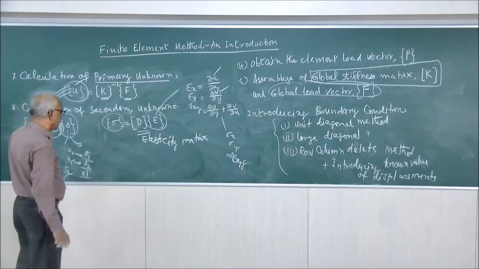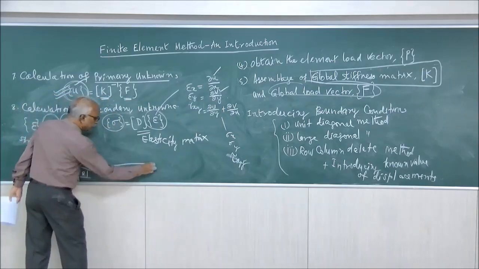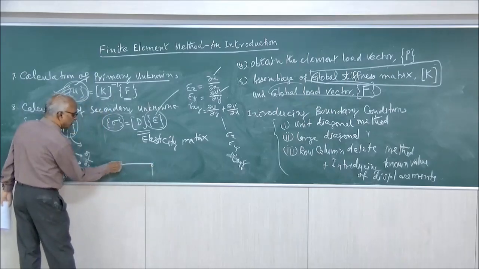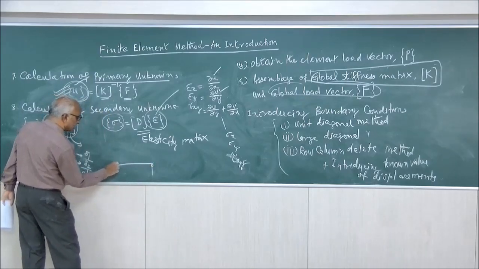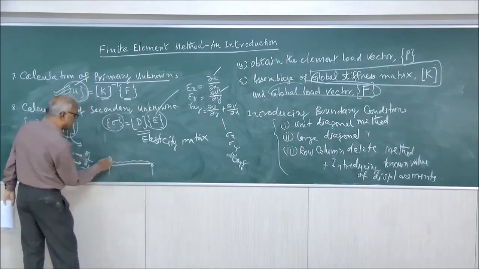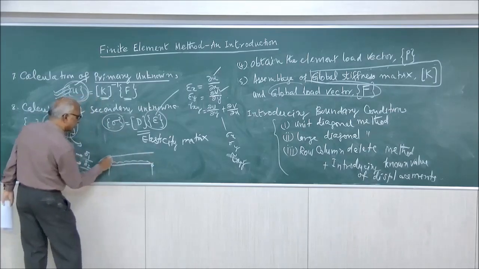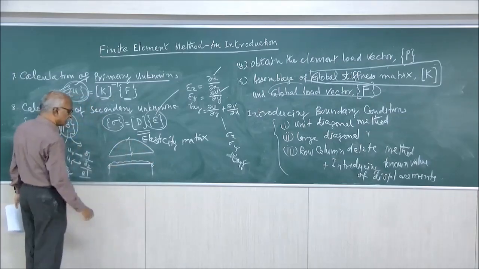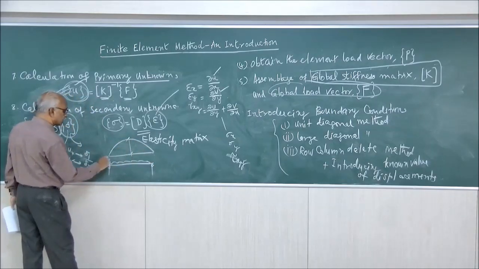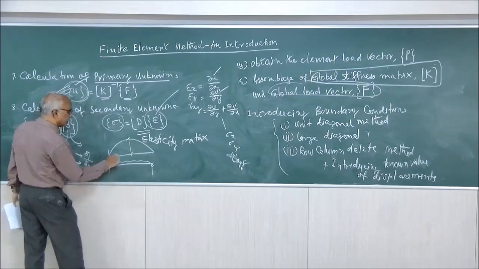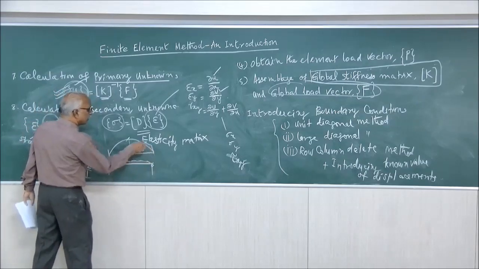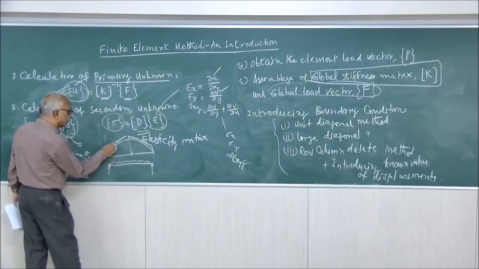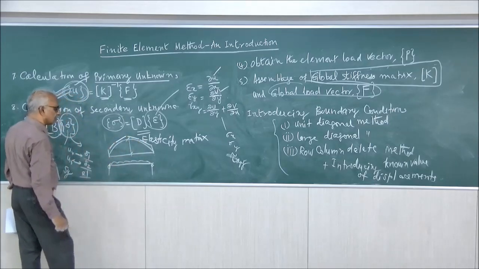Actually, if you want to analyze a beam, if you divide this beam into 4 elements, suppose it is subject to the UDL over the entire span, you know that the bending moment diagram will be a parabola having a maximum value of WL square by 8. If you divide this into 4 elements, you will have some bending moment here, some bending moment here, some bending moment like this. You will get the bending moment diagram.